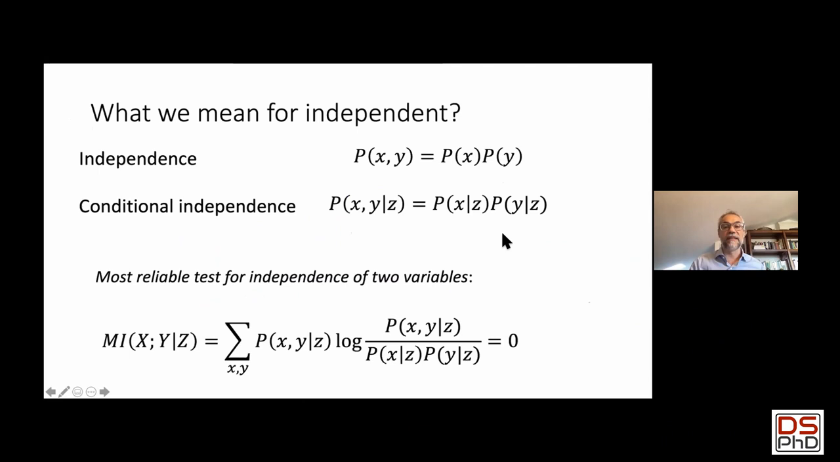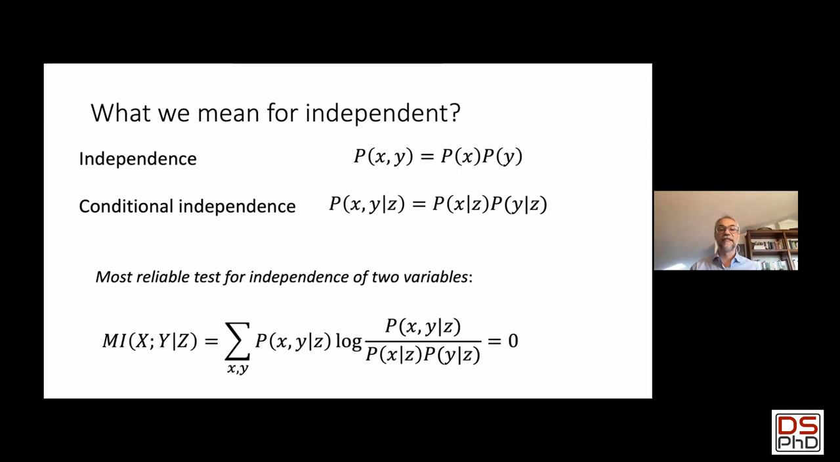Of course, marginal independence is, as we all know, that the joint probability of X and Y is nothing more than the two marginal probabilities multiplied, P(x) times P(y). The conditional independence: X and Y are independent, conditioned on Z, if the probability of X conditioned on Z times the probability of Y conditioned on Z is equal to the joint probability conditioned on Z.